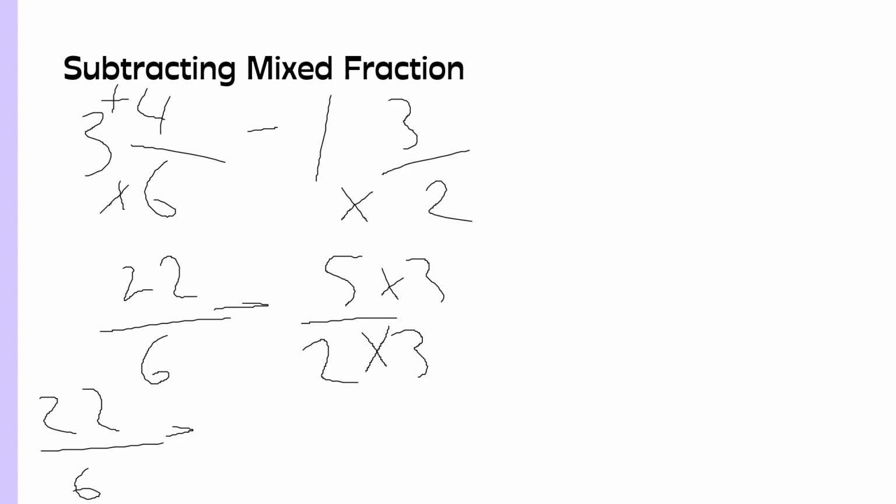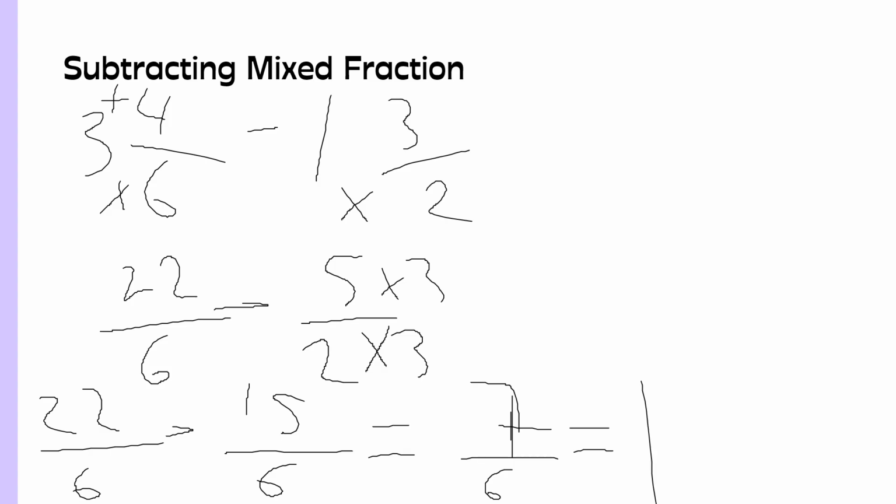Subtract 15 over 6. Now we have both denominators the same, right? So the answer is 22 subtract 15 is 7 divided by 6. Right? Now we know that this is an improper fraction. So what we can do is go even further and say how many times 6 can go into 7. That's 1 time. Remainder 1 over 6.